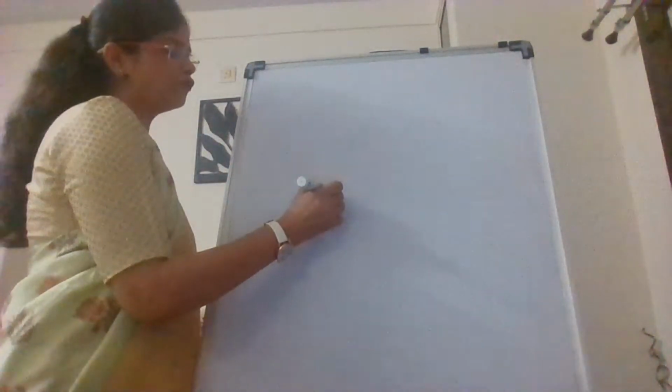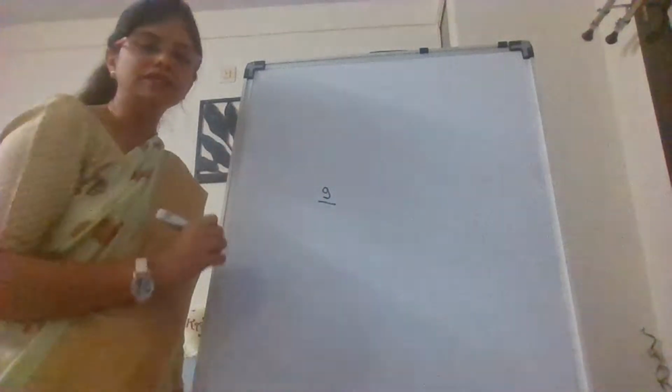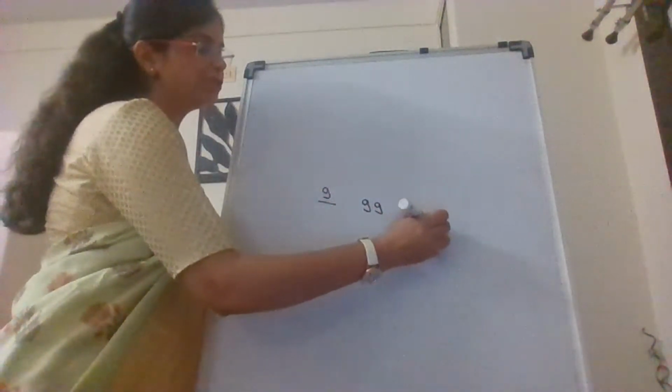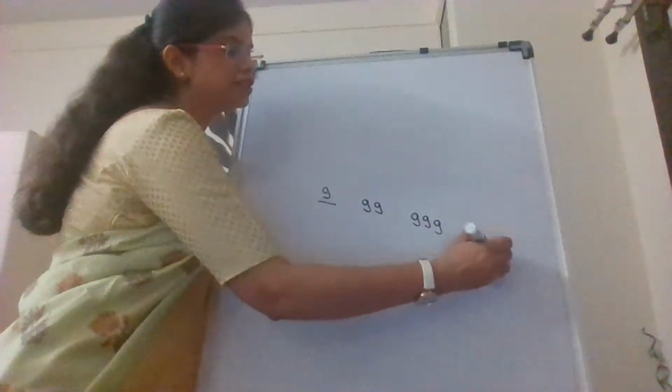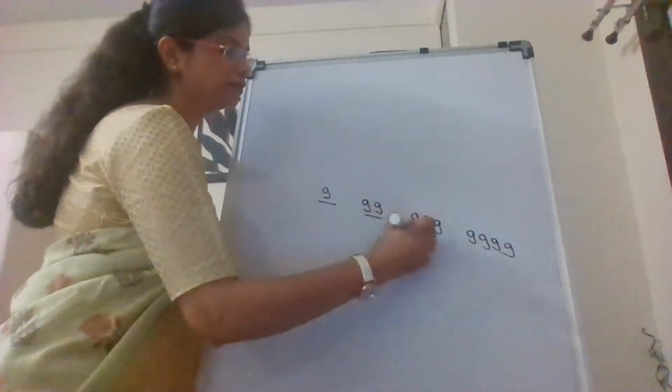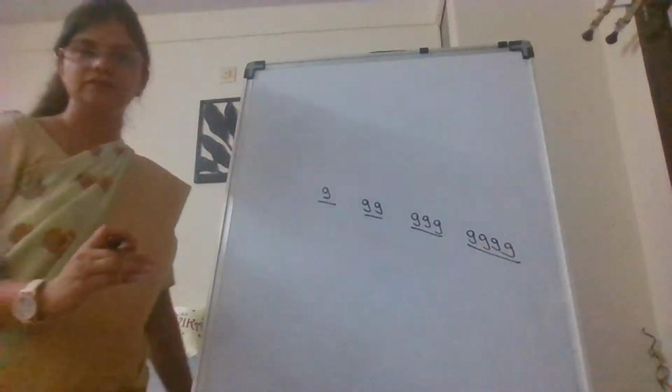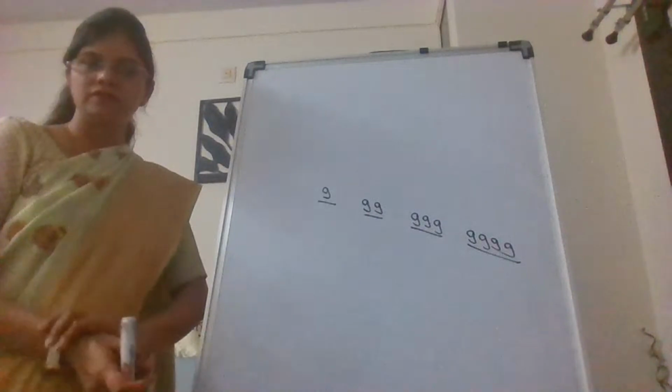This is the table for 9, what I taught you earlier. Now how to make the table for 99, 999, and this 4 times 9, and any number of times 9. You can follow this. Okay.